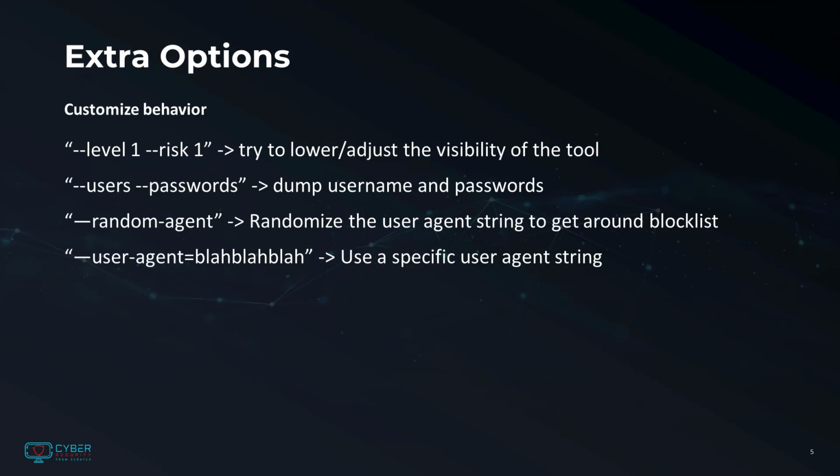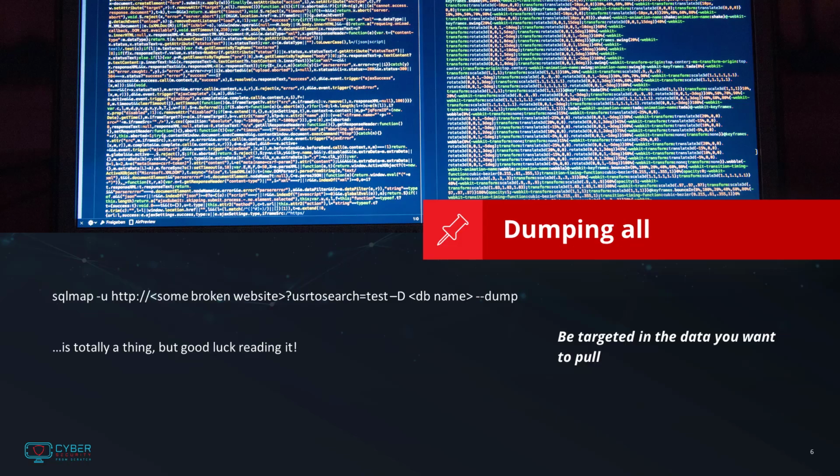There's all sorts of useful options you can use when using the tool. For example, you can set your risk level. You can tell it to dump users and passwords directly. You can tell it to give a randomized user agent string to get around block lists, or you can specify a specific user agent string to use to get around some particular whitelist protection that you might be aware of. It's a very flexible tool.